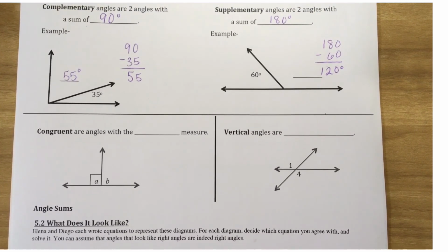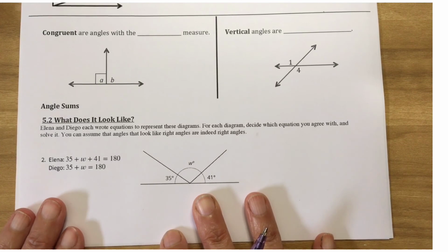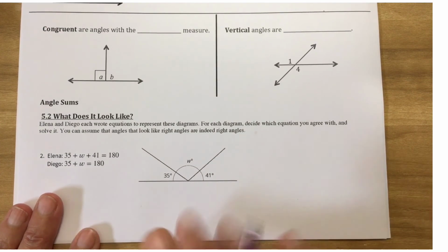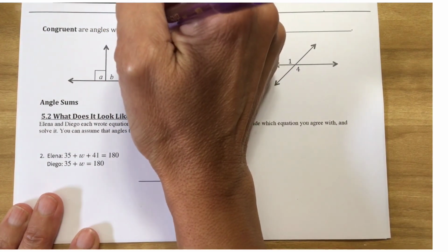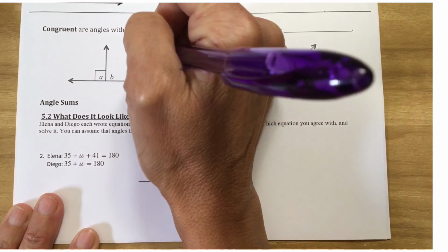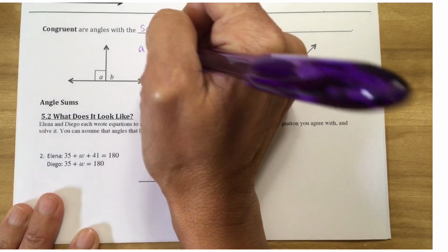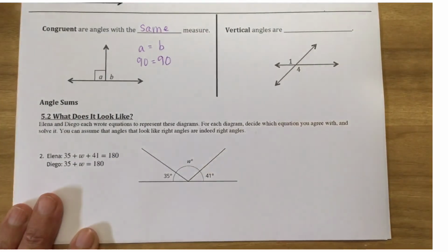And if at any time you need to pause the video, go ahead so that you can catch up taking the notes. All right, so the next section we have is congruent. Now congruent is our geometry term where we have angles with the same or equivalent measures. Meaning angle A is equal to angle B because both equal 90 degrees.